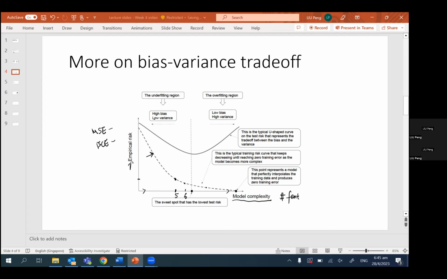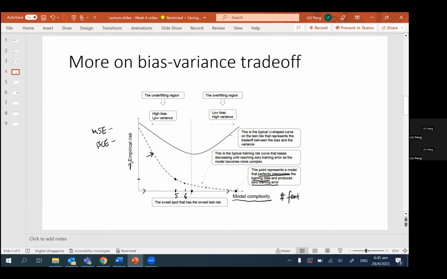So this will continue to decrease, right? In other words, as we increase the model complexity, the performance on the training set will almost always increase, right? Better performance means a lower risk. So that's what we see for the training curve, on the training data, to the point that we have a 0 training error. This is where the model perfectly interpolates the training data. This is called perfect interpolation.